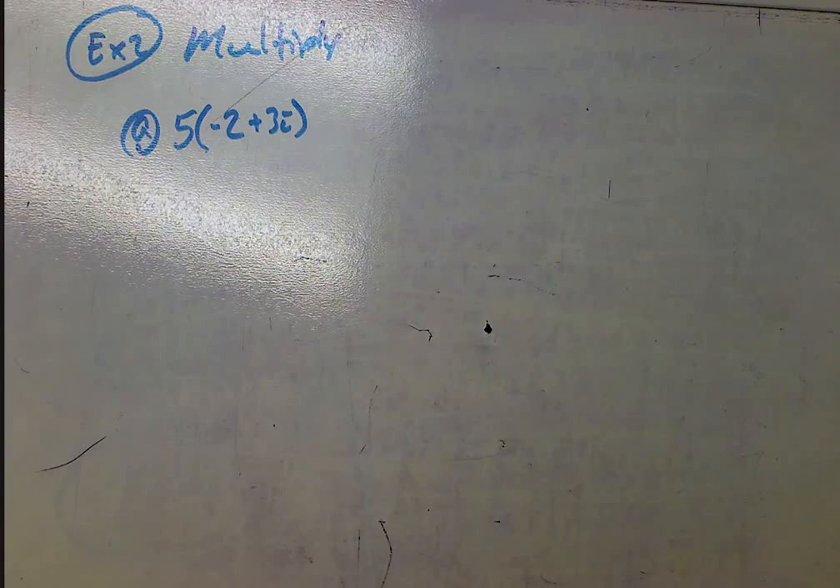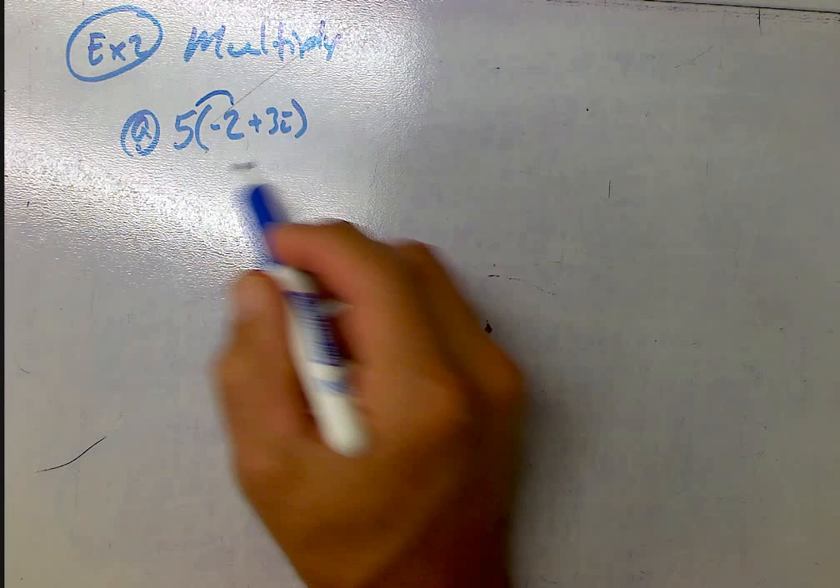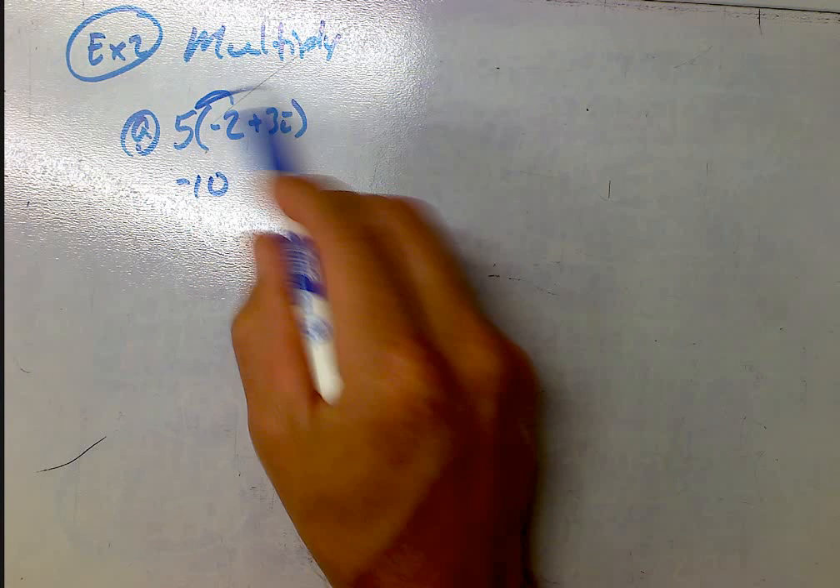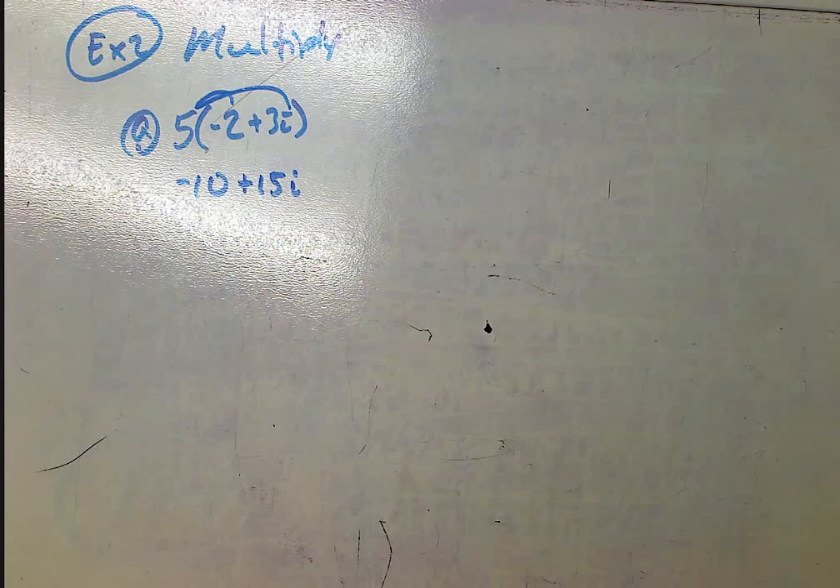Here in example 2, under complex numbers, we have multiplying complex numbers. This first one is just using distributive property. 5 on the outside, you get negative 10. 5 times 3i, you get plus 15i, and that's what we do for that.